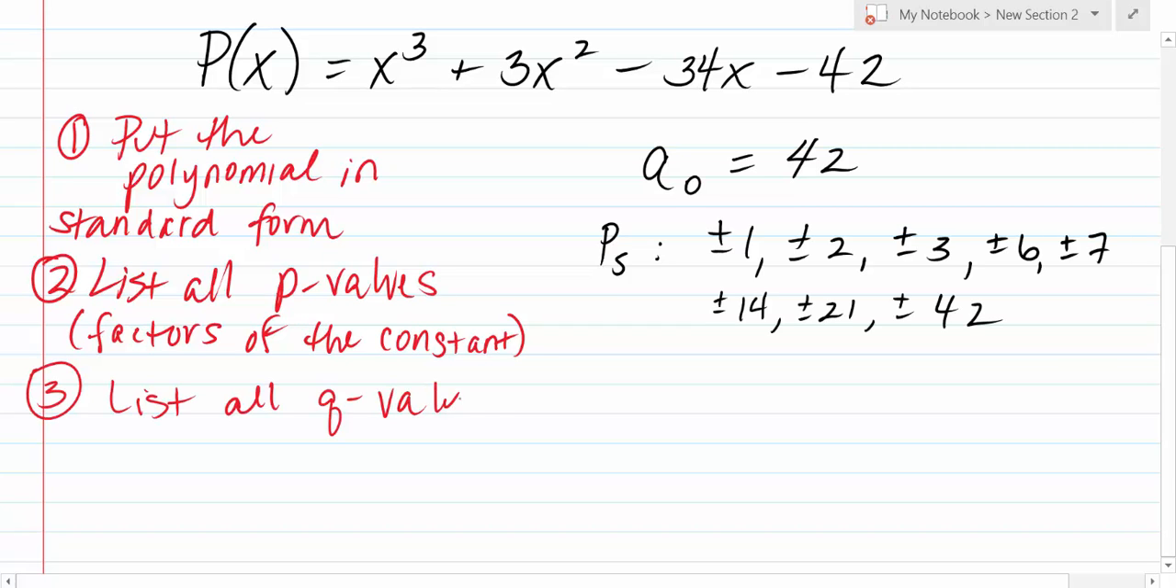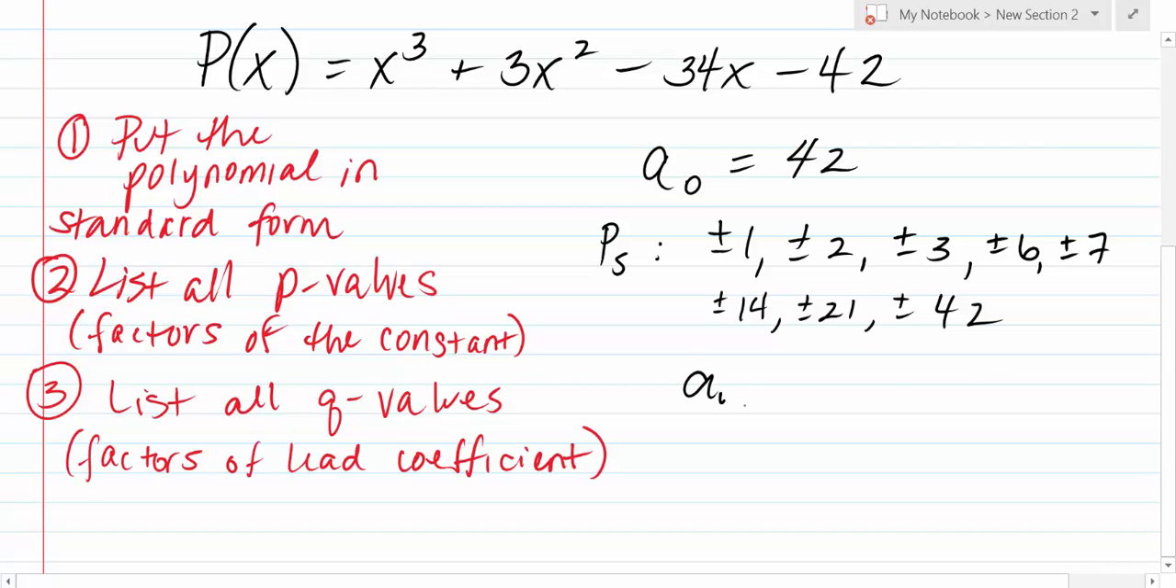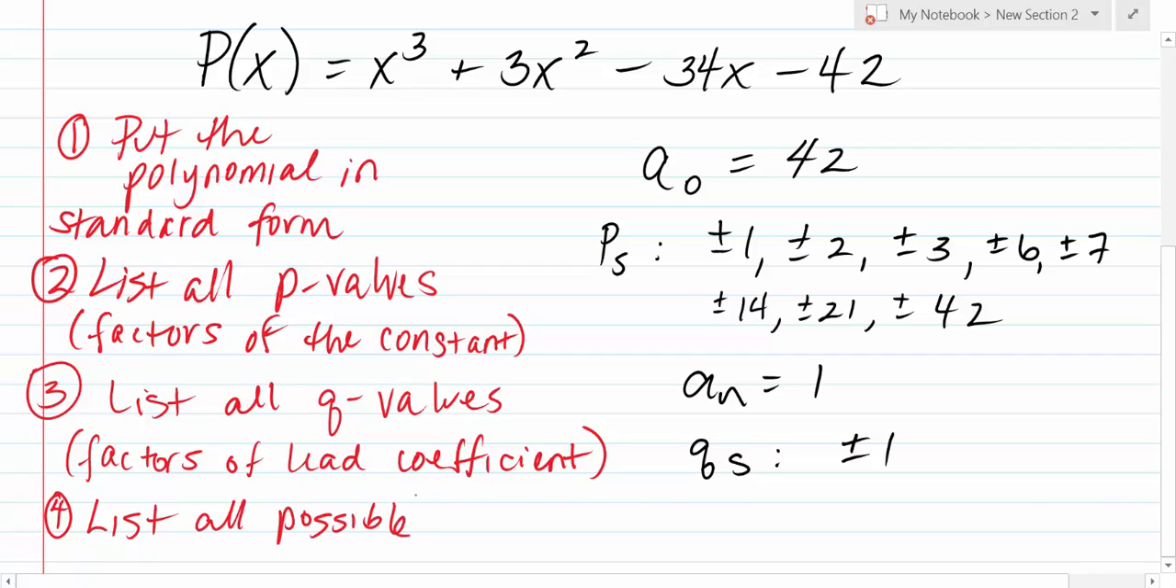Next, I want to list all q values, which are all of the factors of the lead coefficient. In this case, my lead coefficient is 1. So the only factors that I'll have for my q's are positive and negative 1. Once I have my p's and my q's, I'm going to list all possible rational roots by dividing each p by each q. In this case, because my q's are just positive and negative 1, this is really just a repeat of my p's list.